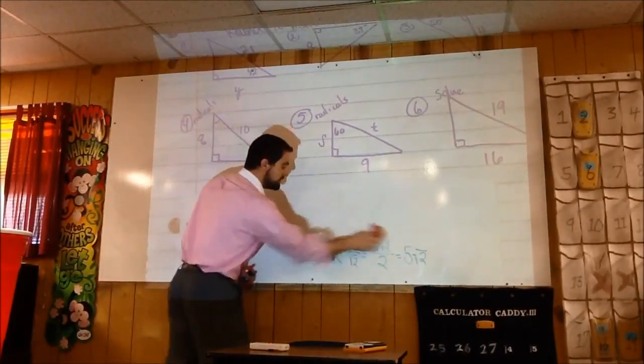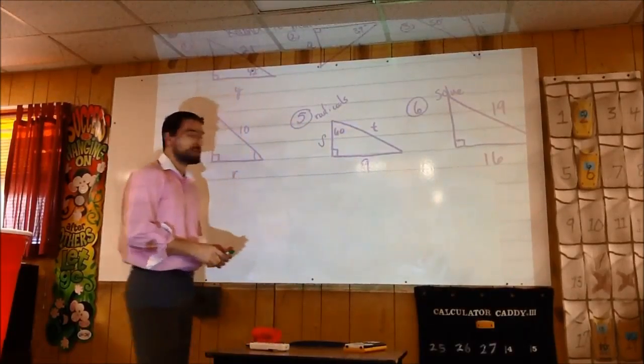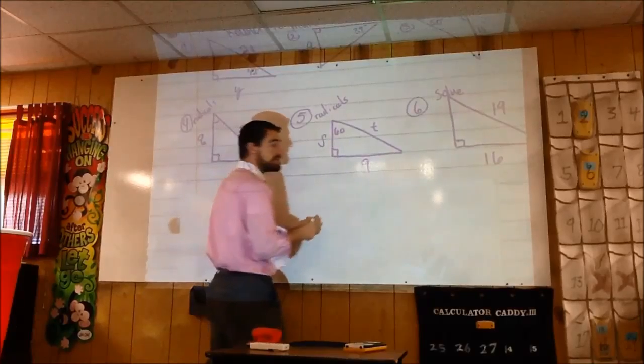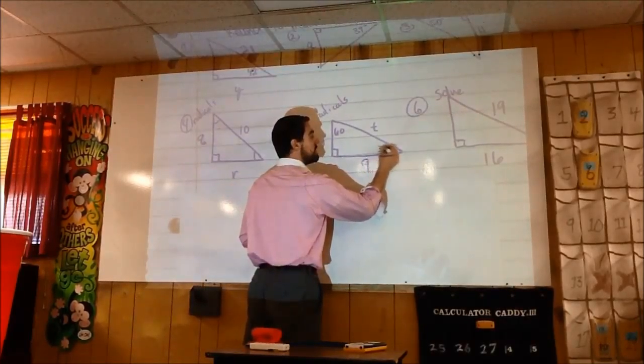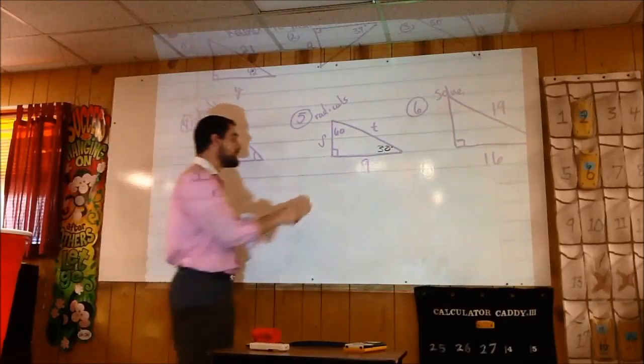Number 5. Can we use the Pythagorean Theorem? No. Is this one of our special rights? Yes, it is, because this is 90 degrees. That's 60 degrees. So by using the triangle sum theorem, that is 30. And then I notice, oh hey, this is a 30-60-90 triangle.